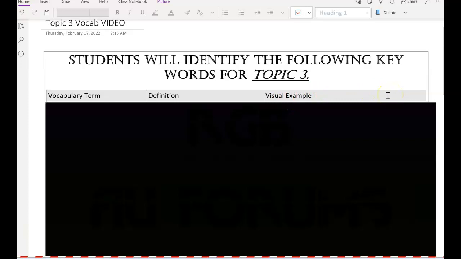Okay, so make sure that when you need to, you pause the video so you can write everything down. If it gets highlighted or written in the video, of course, you want to write it down. You're going to copy down all of these notes because you're going to need them for reference for the rest of Topic 3. Okay, so you've got across the top of your notes, vocabulary term, definition, and visual example. So let's get started.